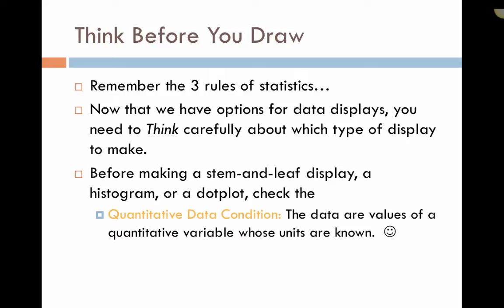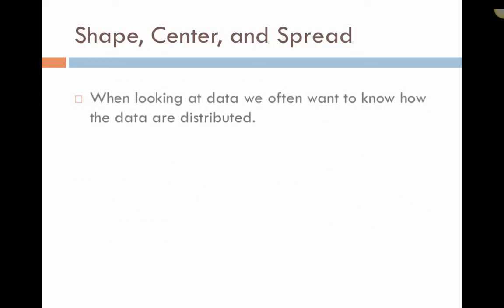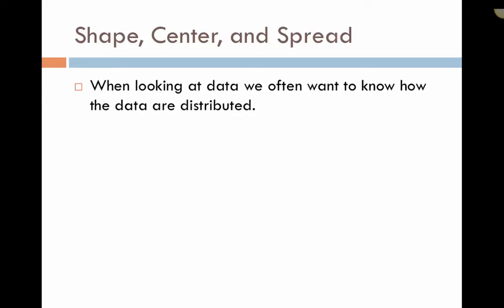quantitative data condition, which states that the data values are of a quantitative variable whose units are known. So you want to make sure that you know exactly what the units are so that you know that you're using quantitative data. Once we have the display, we often want to know how the data are distributed.